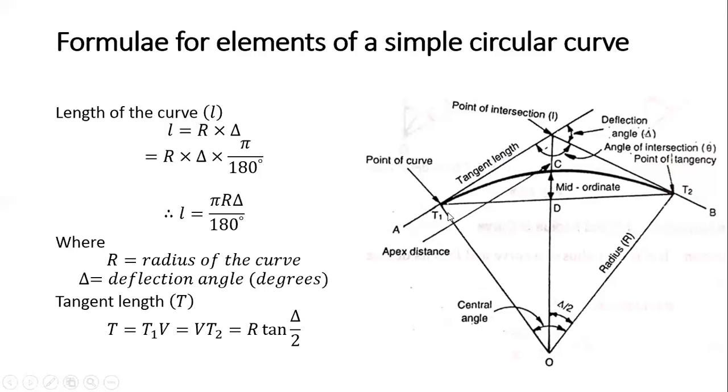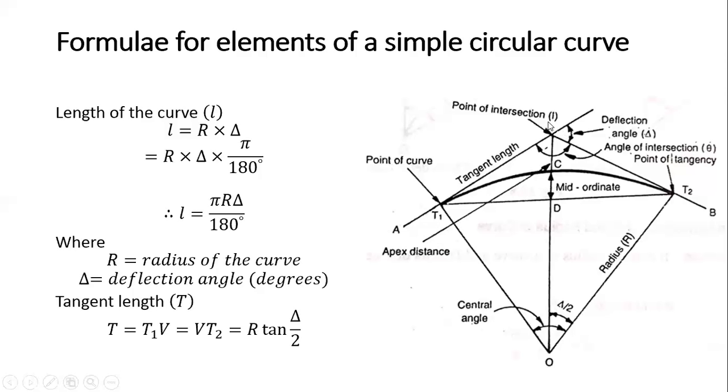So this perpendicular is equal to how much? This is my R. So this is equal to R tan of delta by 2. Okay. R tan of delta by 2. This tangent length from here to here, this is nothing but T1V.